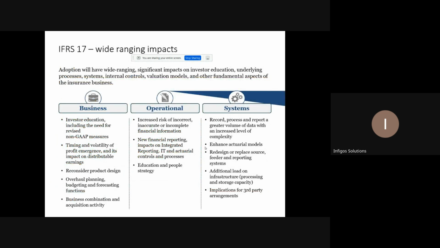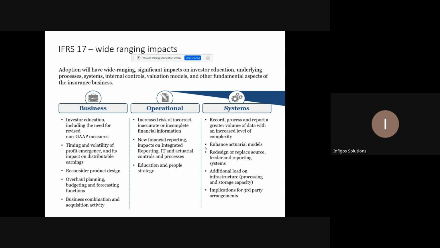So the impacts of IFRS 17 are on the business. You need to teach investors. You need to explain why profits are coming, how they are coming, and you need to design new products. You need to do a lot of planning, a lot of budgeting. Operationally, there is a risk that you will have incorrect or inaccurate information because it's very complicated. It will be very difficult for IT to understand this unless they are guided by somebody from an actuarial or accounting background.